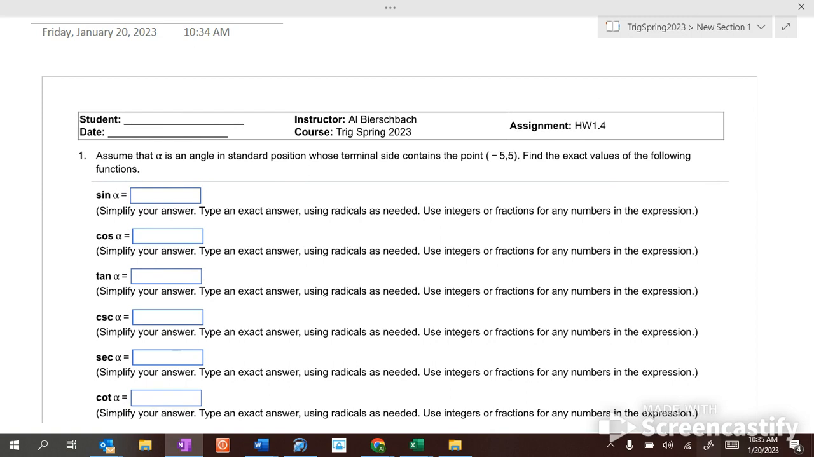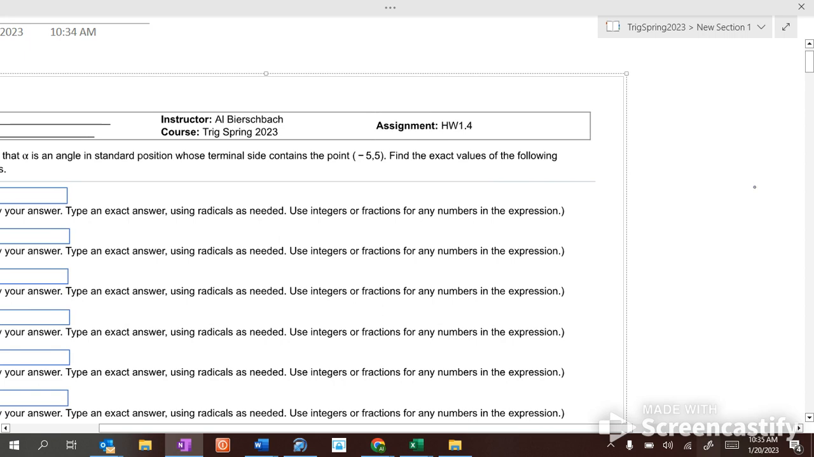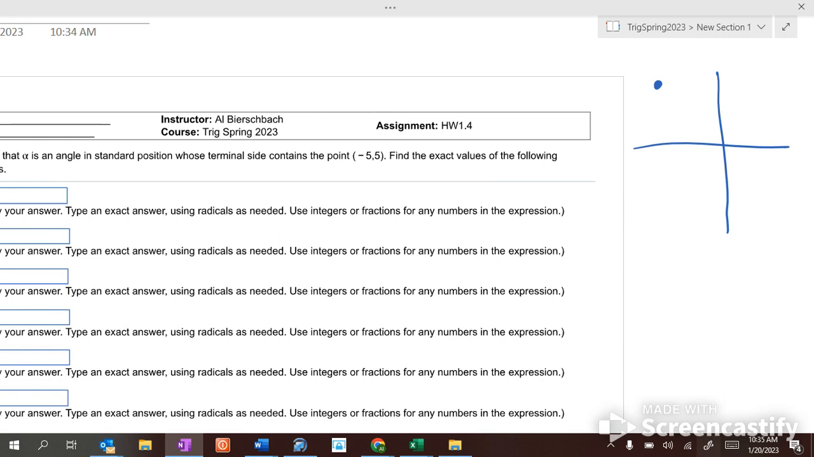So if we have a point at negative 5, 5, negative 5, 5 is right up there. Where do we draw the next two lines? Down to the x-axis and over to the origin, and here's our angle right there. Okay, negative 5, 5. So, what's negative 5 squared? What's 5 squared? What's 25 plus 25? So your hypotenuse is the square root of 50, but we can break that down into the square root of 25, square root of 2, or 5 square root of 2.